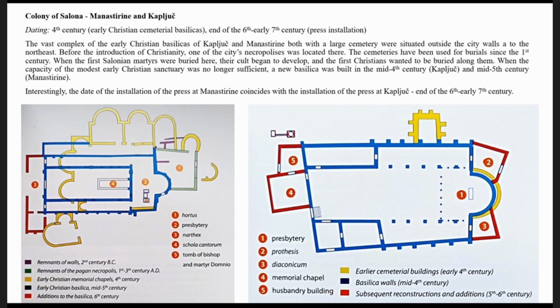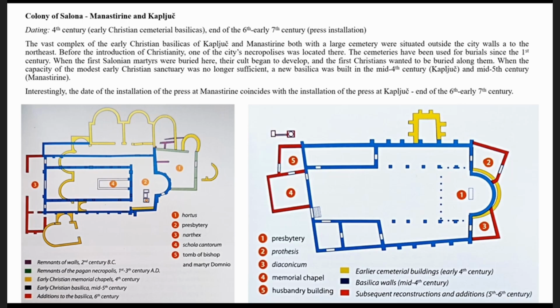And both of those basilicas were also equipped with pressing devices. You can see one here, this is the Kapljuc Basilica on the north side. And another pressing device was at Manastirine near this chapel number 7. What is interesting, the establishment of those pressing devices is exactly the same. The chronology is the same. It was the end of the 6th century or the early 7th century.